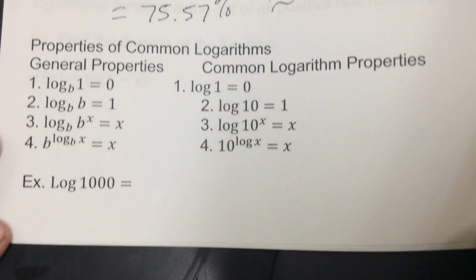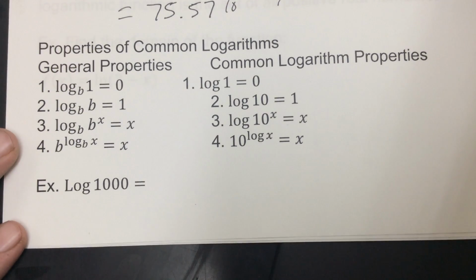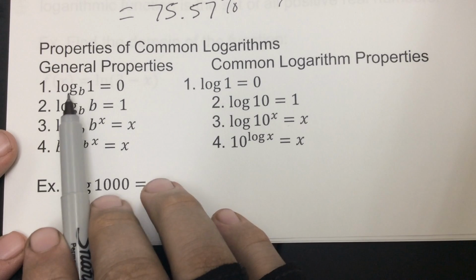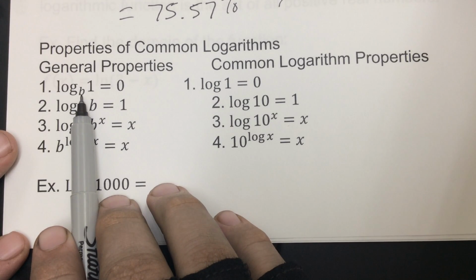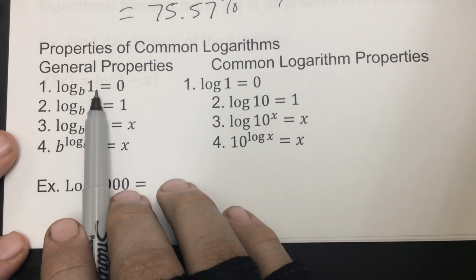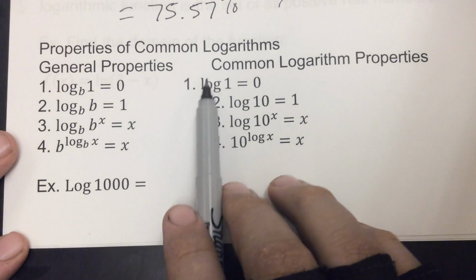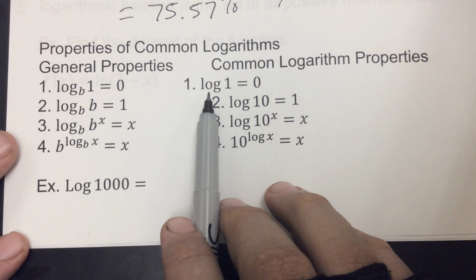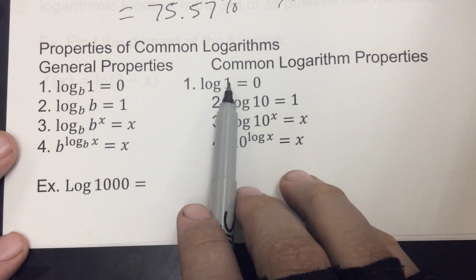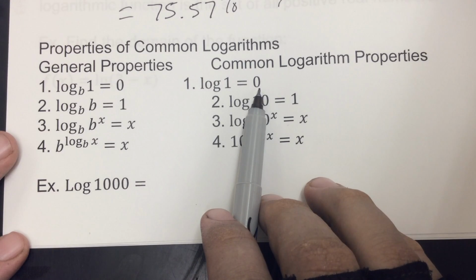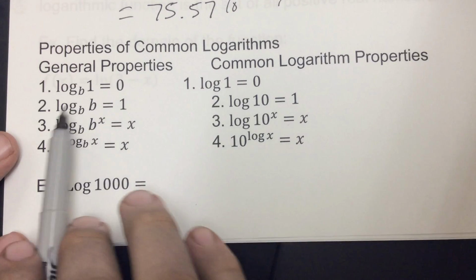Now, some properties of logarithms. Just like what we talked about before, with our base, in order to get 1 with that base, the exponent has to be 0. Well, that's the same thing with common logs. So if it's log base 10 and all we have is a 1 here, obviously it has to be a 0, because anything raised to the 0 power is our 1.